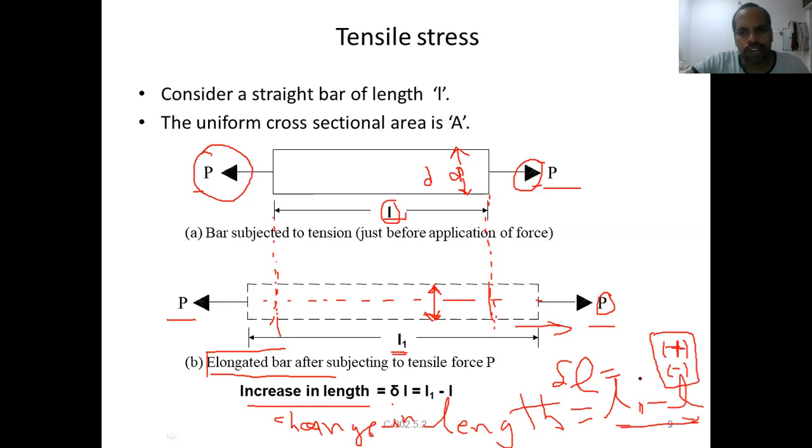Right? So change in length, generally for tension, we assume positive. For compression, let us assume negative. That's all. Let us keep it like that, just so we remember. As of now, we don't require this plus and minus. So this is nothing but change in length is equal to L1 minus L, that is, final length minus initial length.